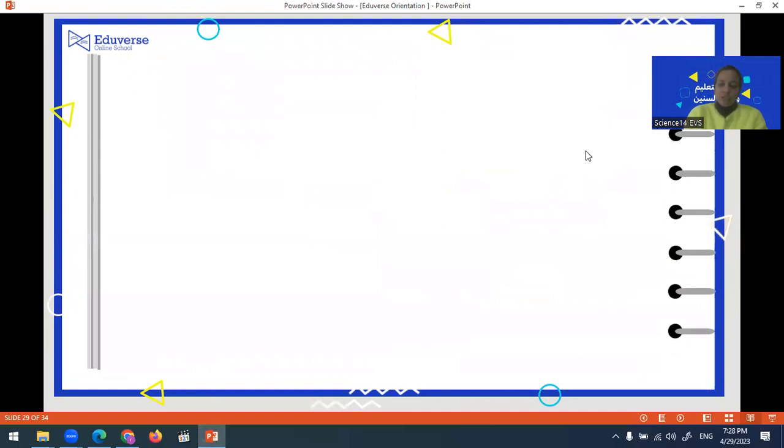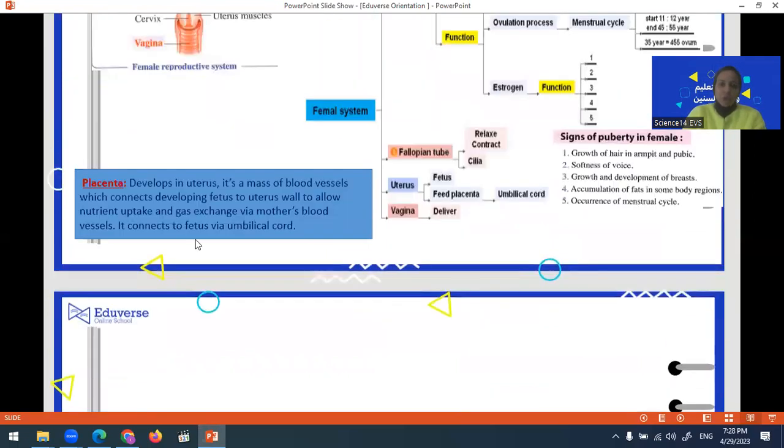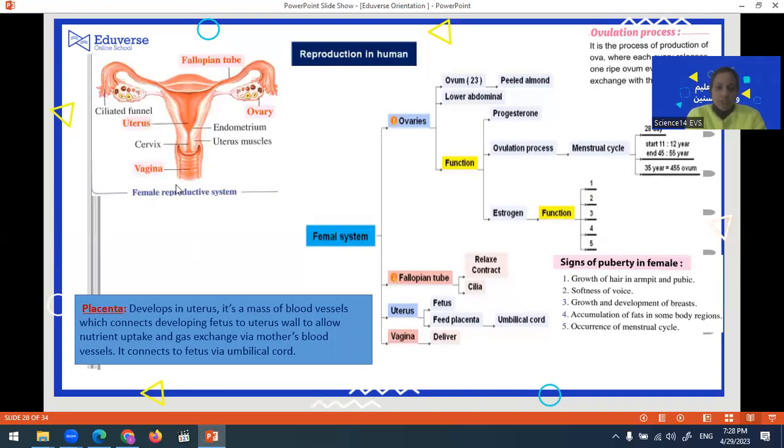And finally, the last part is going to be the vagina. The vagina is the lower canal where the baby comes out. At the time of labor, this will help a lot for the baby to come out from it.